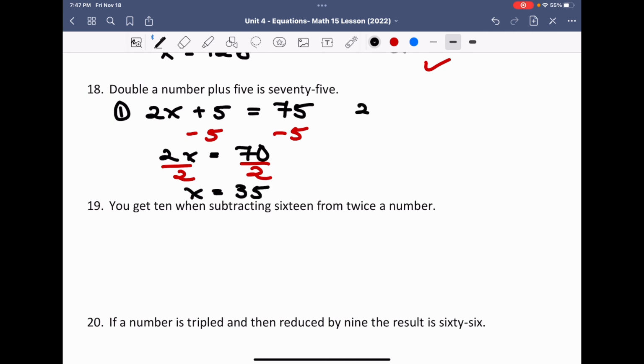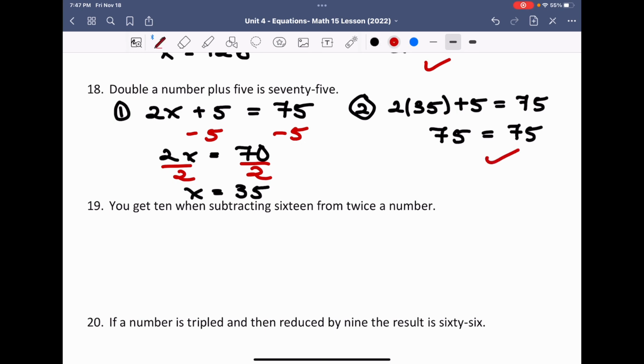For part 2, let's just double check this is the case. 2 times 35 plus 5 should equal 75. Yes, 70 plus 5 equals 75. And therefore, our left-hand side equals the right-hand side.